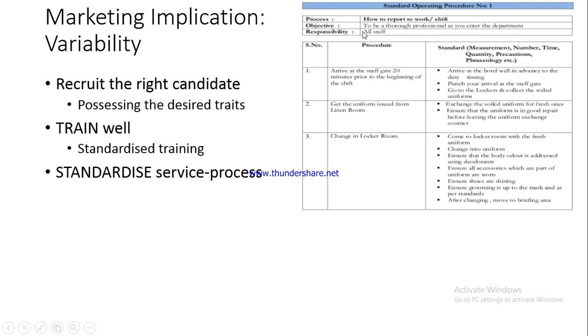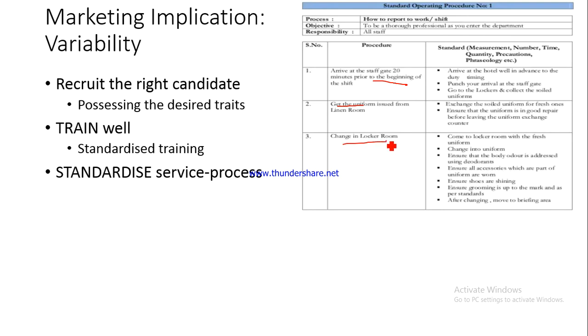Now I've taken this example of a particular firm. This is an example of the service process that they have prescribed for their employees, and have a look at what they have said. This is basically a standard operating procedure for how to report to work or shift, right? This is the service organization from which I have taken it. Arrive at the staff gate 20 minutes prior to the beginning of the shift, and then second, get the uniform issued and then change in the locker room.